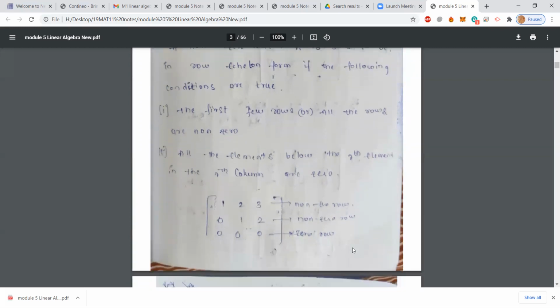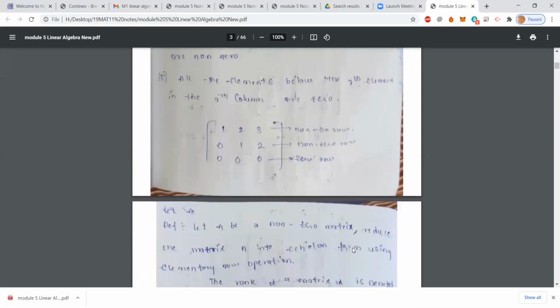See this example. First row is given as 1, 2, 3. Second row 0, 1, 2. Then the third row is 0, 0, 0. So when we say the row is a non-zero row, at least one element in the row should be a non-zero element. See the first row. Here all the elements are non-zero elements. So this is the non-zero row.